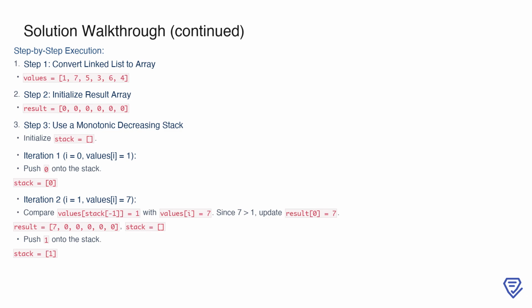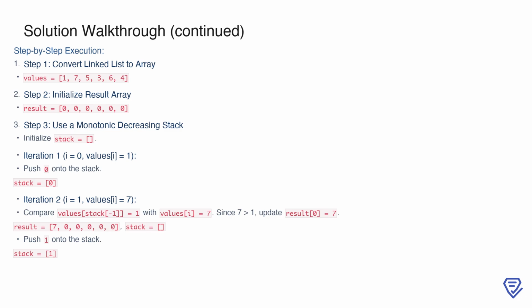Now, let's consider another example with the linked list 1, 7, 5, 3, 6, 4. Converting this linked list to an array gives us values as 1, 7, 5, 3, 6, 4. We initialize the result array as 0, 0, 0, 0, 0, 0, which is the same size as values. Using the monotonic decreasing stack, we start iterating. In the first iteration, with index 0 and value 1, the stack is empty, so we push index 0 onto the stack, making it 0.